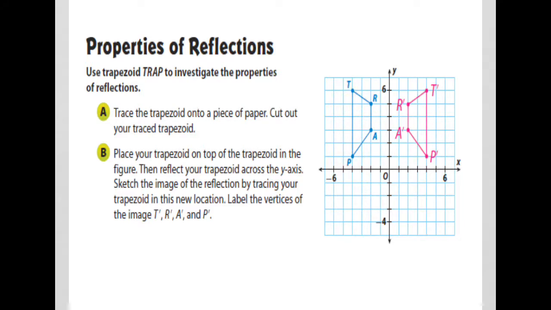Whereas T is, let's see, 1, 2, 3, 4, then of course 1, 2, 3, 4 will be T prime. P is 1, 2, 3, 4, and P prime will be 1, 2, 3, and 4 units away. Okay, so I hope you were able to get that.